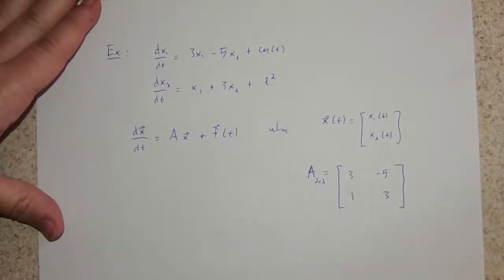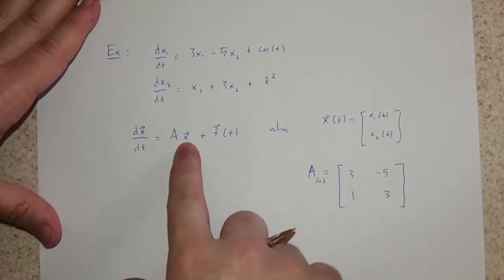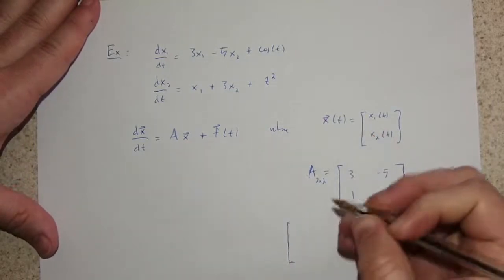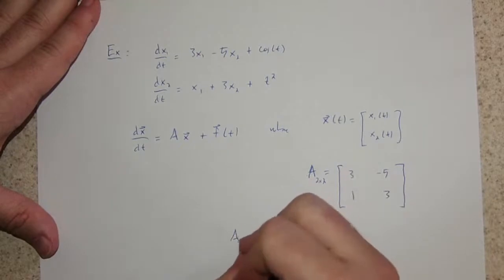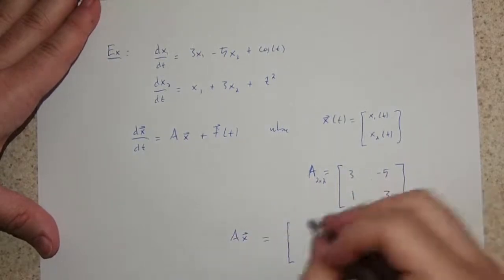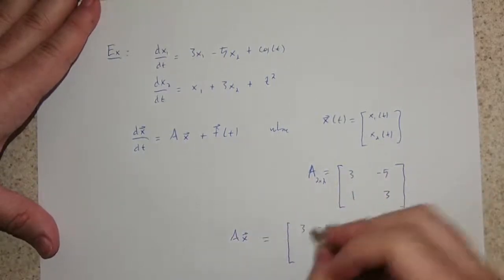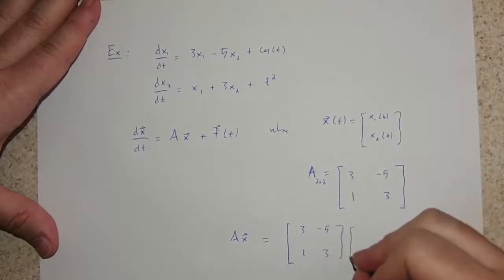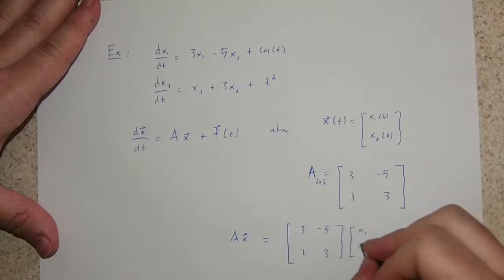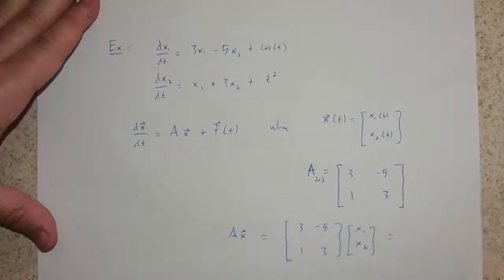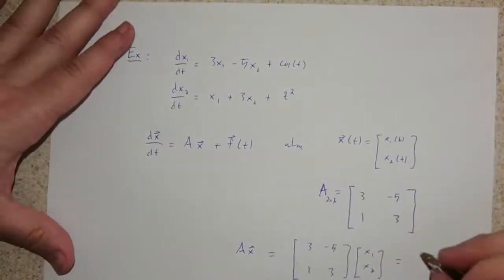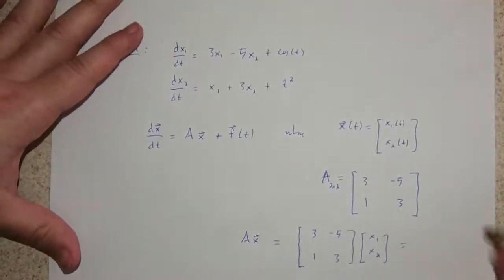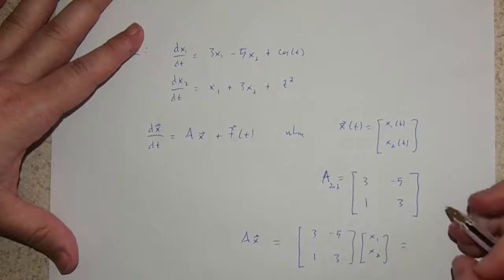Where do I get this from? Because A is multiplying x here, and x is the solution vector. So what is A times x? Well, this would be this matrix that I'm claiming it is, 3 minus 5, 1, 3, times the vector x1, x2. How do I multiply these two matrices? I'll do a review of some of this stuff in a little bit.